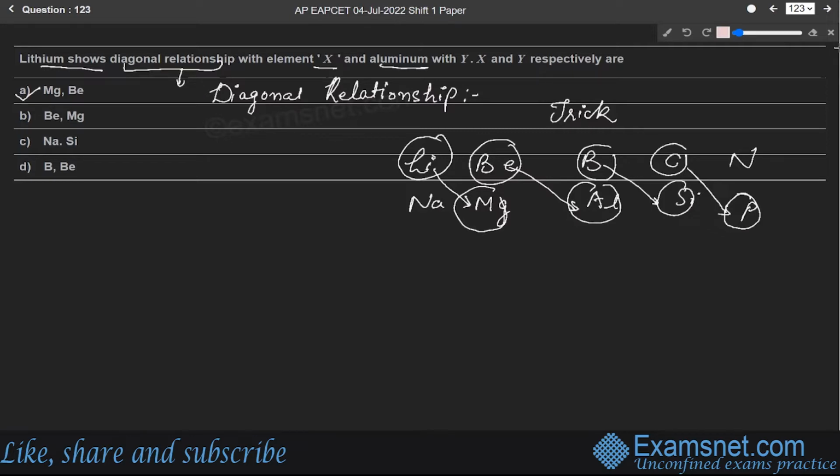Also, if the question is asked in the upcoming exam as boron, silicon, carbon, phosphorus, that would not be a surprise question because I have already told you this. Okay, so let's get into the next question.